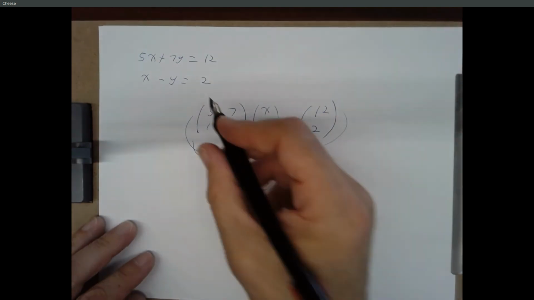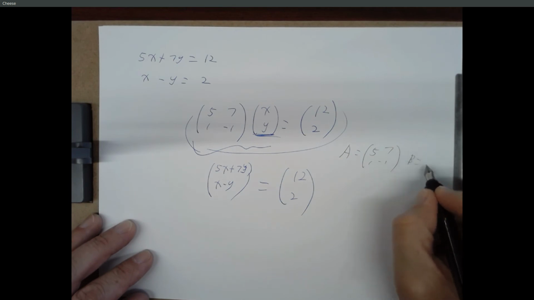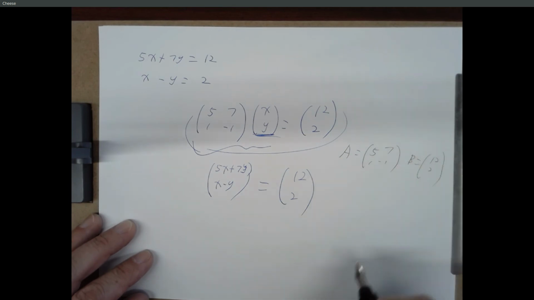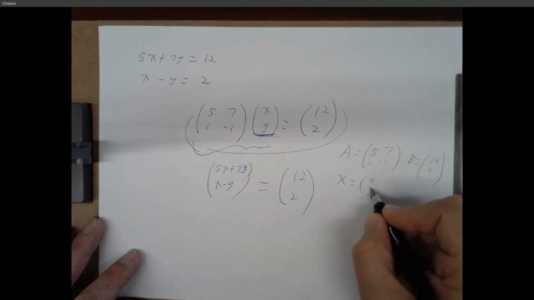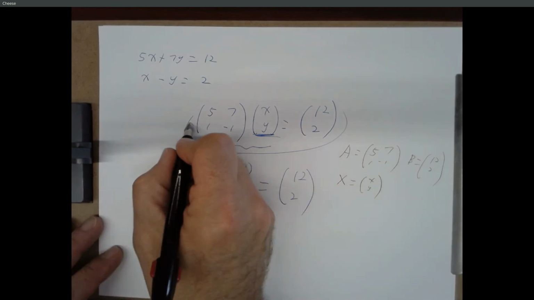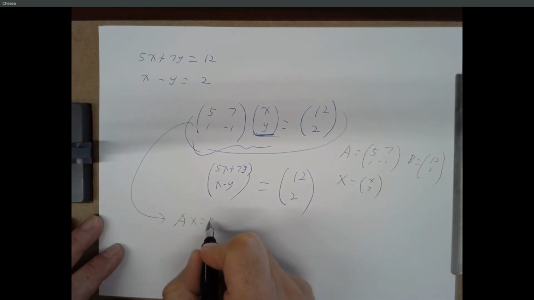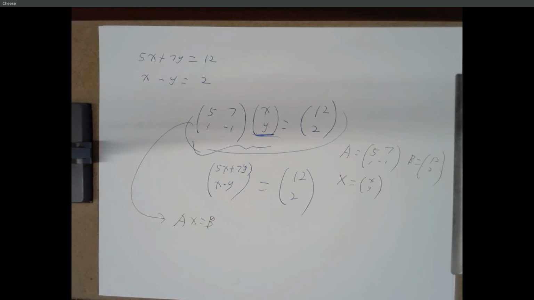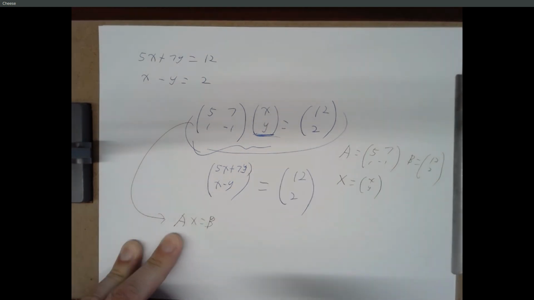Well, we can think of this as a pair of matrices. Let A be a matrix 5, 7, 1, minus 1, and let B be a matrix 12, 2. And let X, big X, be a matrix x, y. We can write this equation as just big A times X is equal to big B. I'm just renaming my matrices. And so can we solve this equation for X? If we do, we know what the values of x and y are.